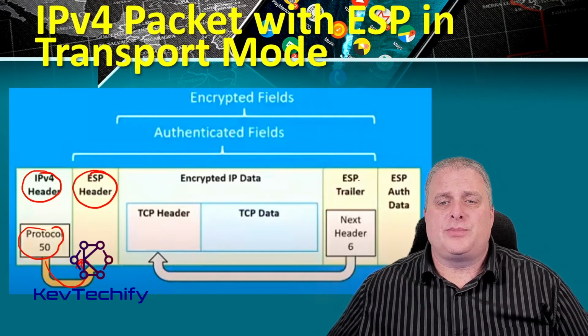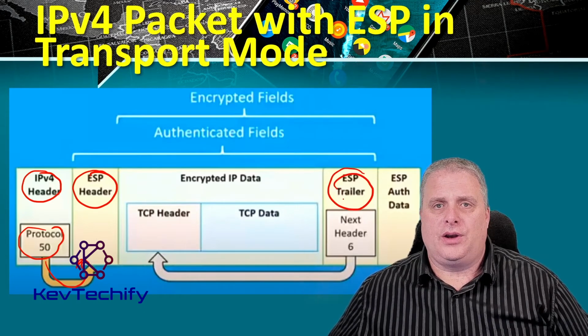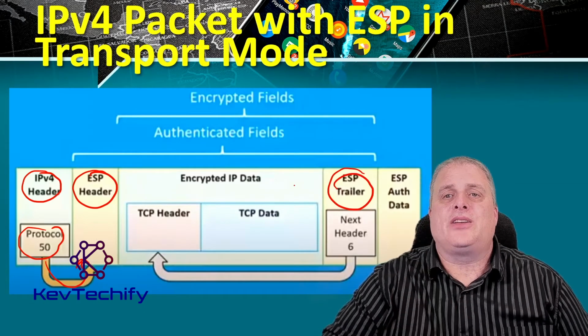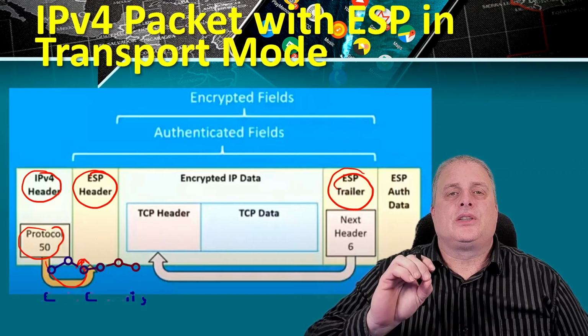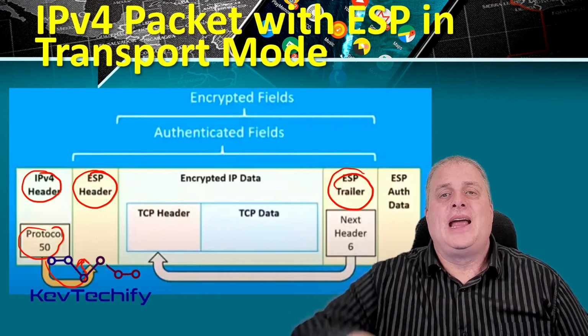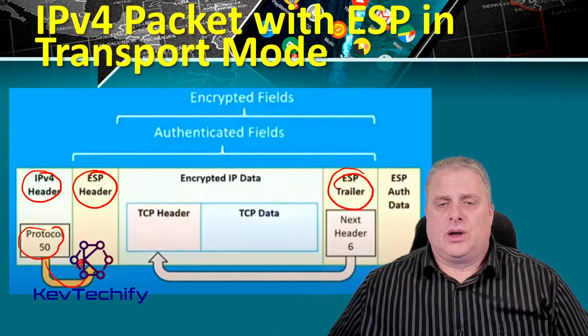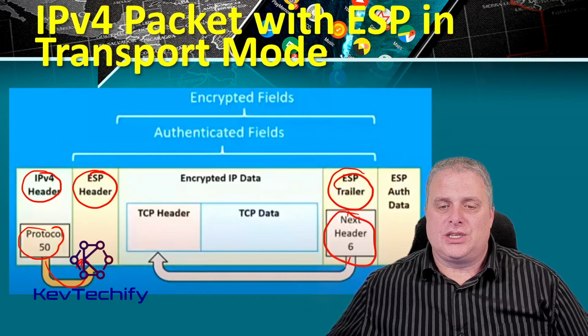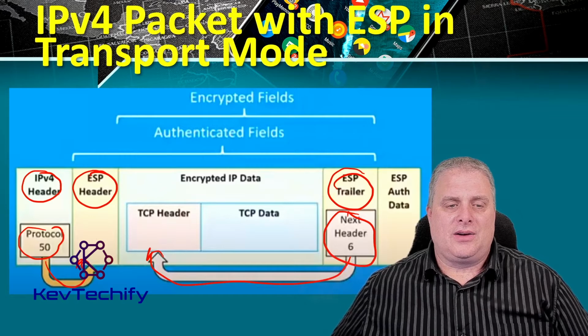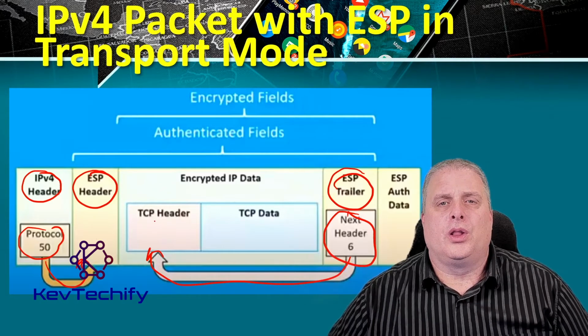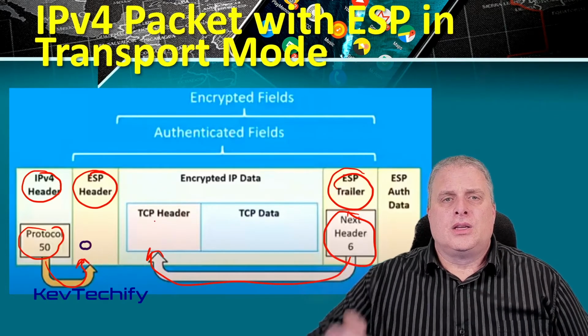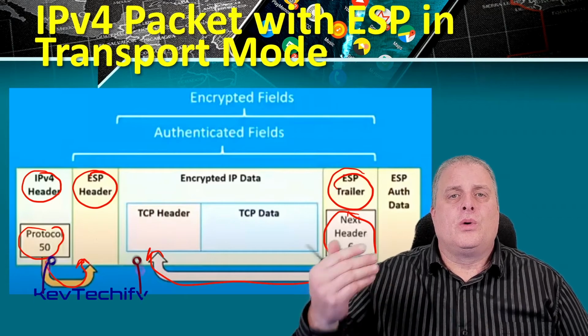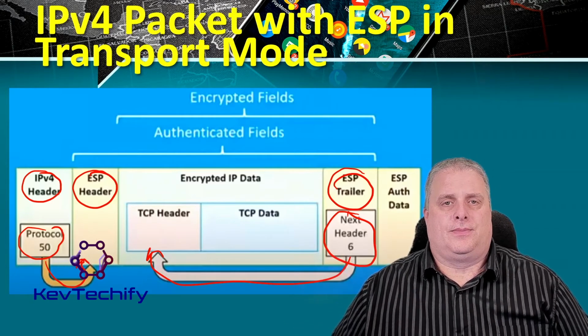There's also an ESP trailer way down here at the end, and the ESP trailer tells us that the next header to look at is the TCP header in the encrypted data. So ESP trailer says, okay, now look at the next header, which is our TCP header right here. We're going to go ahead and look at that. So once this is decrypted, we'll have a TCP header next.